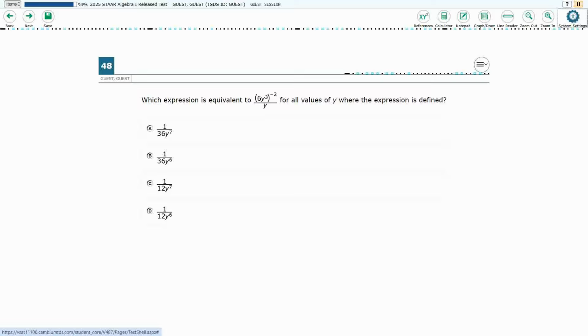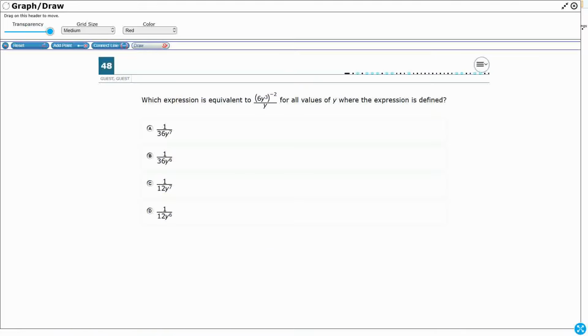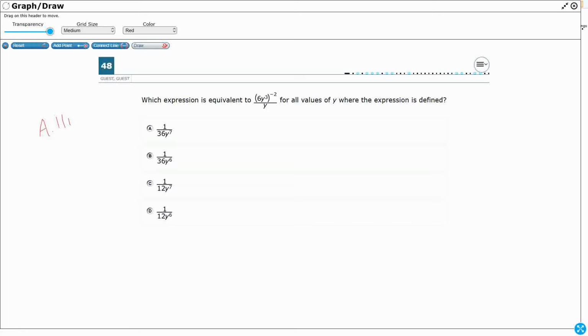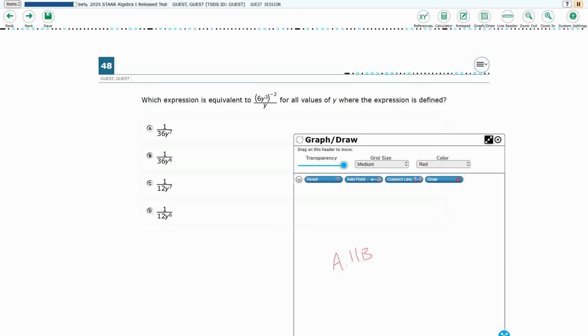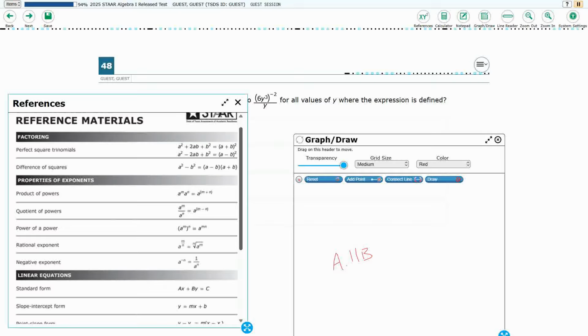Number 48, we're looking at A.11B, laws of exponents. And we can actually get our reference materials out for this one because we have these exponents here, right? We have the power of the power. We've got quotient of powers. We have negative. We have all of that. So let's go ahead and just open this up. Keep it right there. All right.